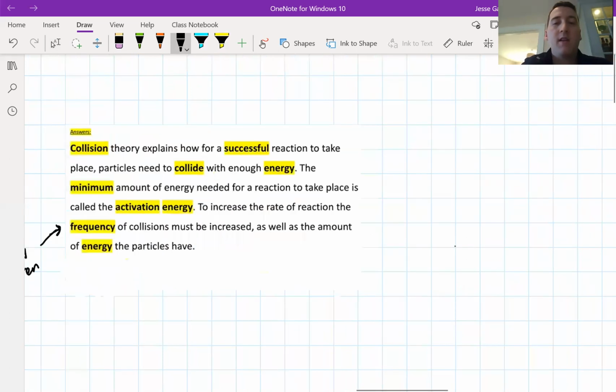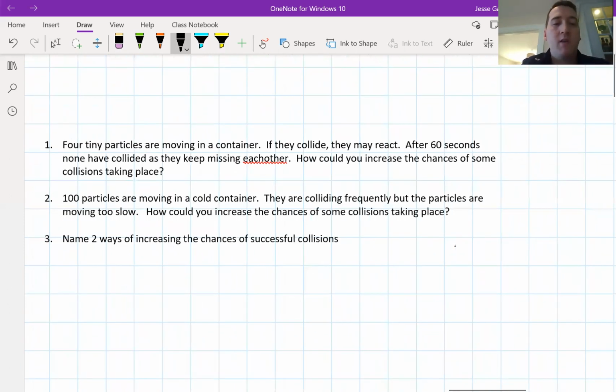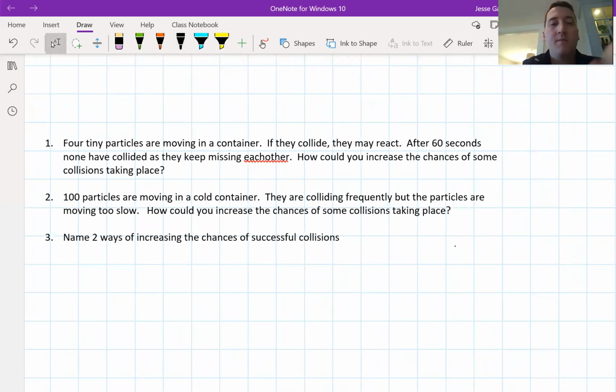All right, let's take a look at the last couple of questions. What I want you to do is pause the video and answer these 3 questions now. All right, so let's have a look. 4 tiny particles are moving in a container. So there are tiny particles, and there's only 4 of them. They're moving in a container. If they collide, they might react. After 60 seconds, none have collided as they keep missing each other. How could you increase the chances of some collisions taking place?